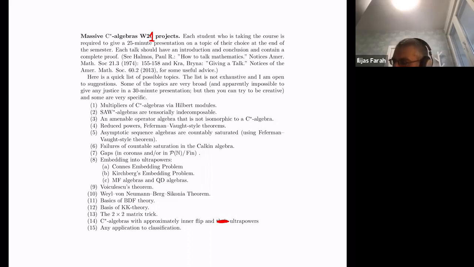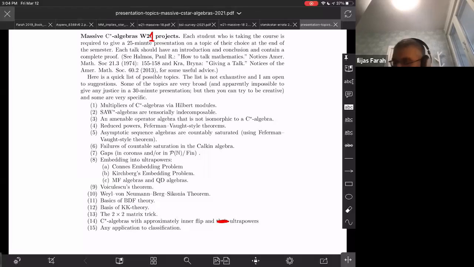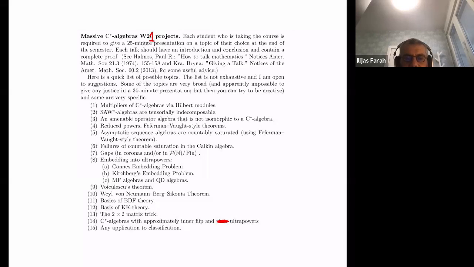All right, so I posted this to the course homepage. Oh yes, talking about posting, you see here, number 14 used to say "and their ultrapowers," but it is not about ultrapowers of C*-algebras with approximate linear flip. It is about ultrapowers which tensorially absorb those C*-algebras. So it was easier to just erase the word there and leave it slightly less precise, but correct.